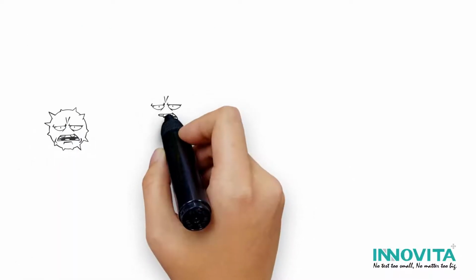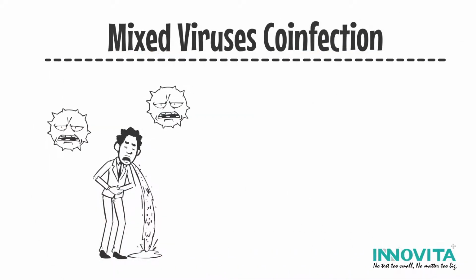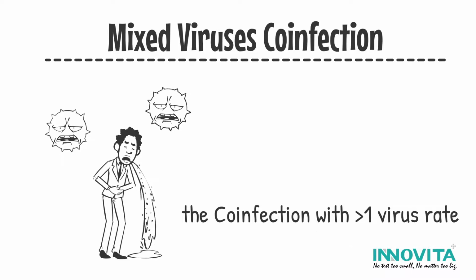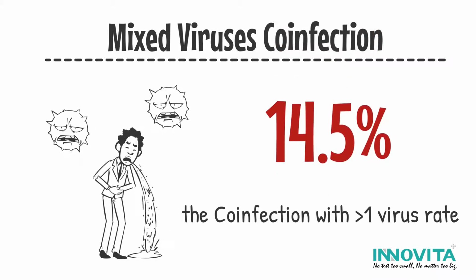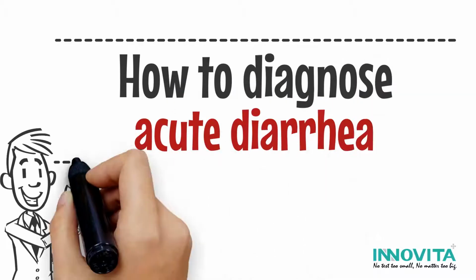In addition to single virus infection, mixed virus infection is also common in clinical practice. Diarrhea caused by co-infection with more than one virus reached 14.5%. So, how to diagnose acute diarrhea?